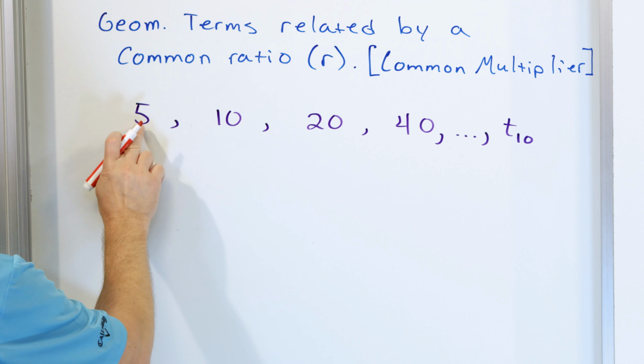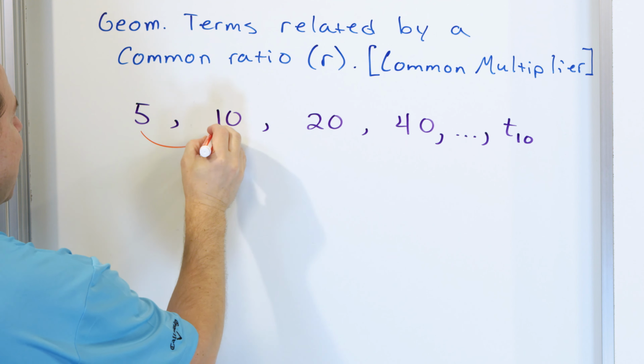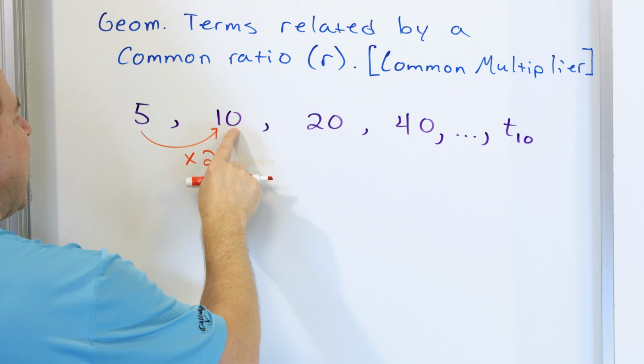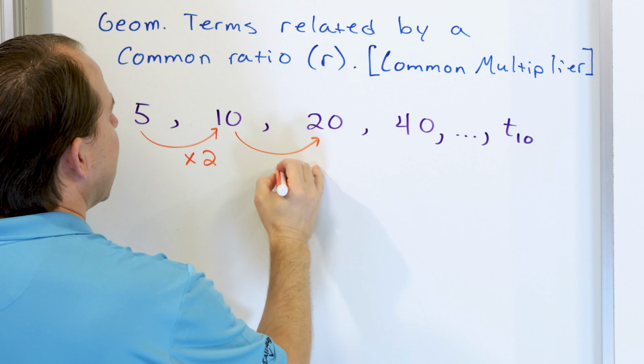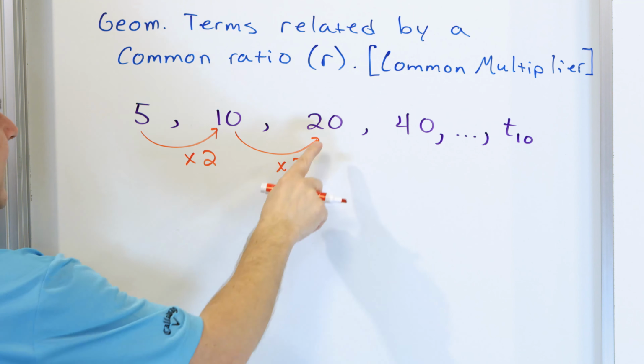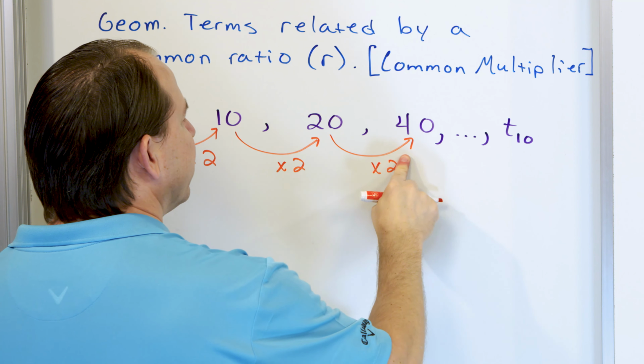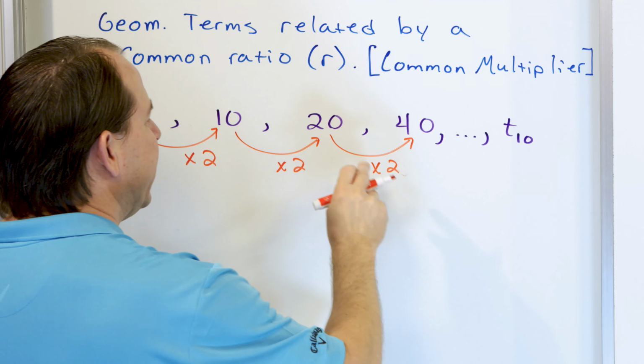Well, to go from here to here, what do I do? Well, I'm going to multiply by 2. 5 times 2 is 10. How do I go from here? 10 times 2 is 20. How do I go from here to here? 20 times 2, whoops, not times 20, times 2 is 40, and so it goes.